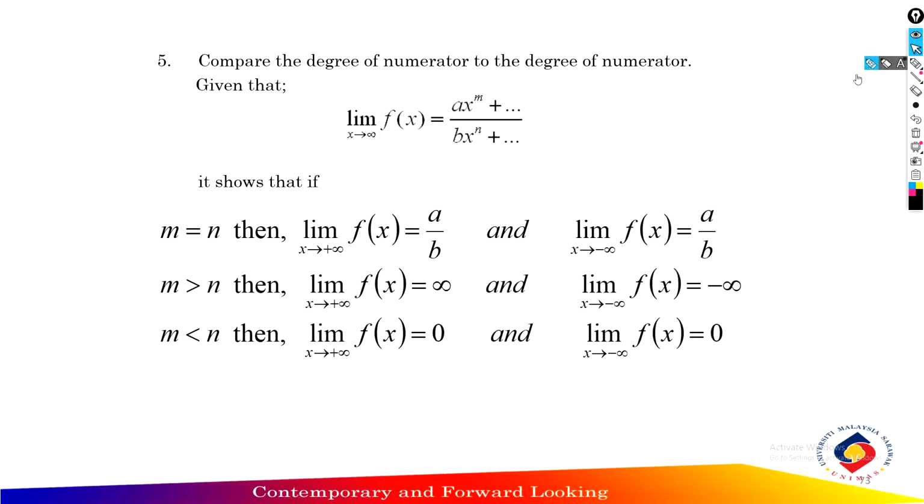Okay, and number 3: the degree of the numerator is less than the degree of the denominator. Find the limit of f(x) as x approaches positive infinity, and here it equals 0. And second, the limit of f(x) as x approaches negative infinity, and the answer here equals 0.